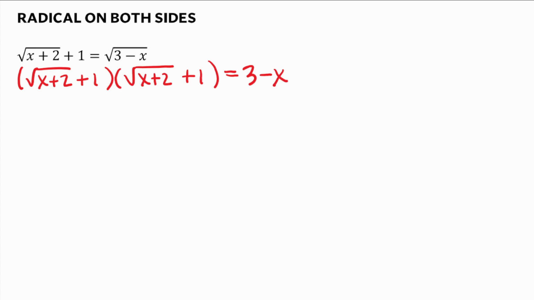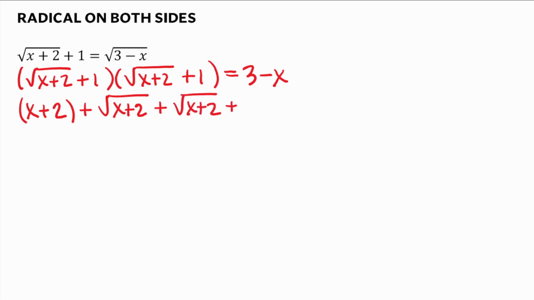I'm going to do the FOIL. Square root times square root equals the thing on the inside, the radicand. So I've got an x plus 2 from the first two, plus, the outside 2 and the inside 2 would be the square root of x plus 2 times 1. So if I add those together, I'll get 2 of these square roots. But I'll write it out for you. X plus 2 plus another square root of x plus 2. And then the last 2 would be 1 times 1. That's equal to 3 minus x.